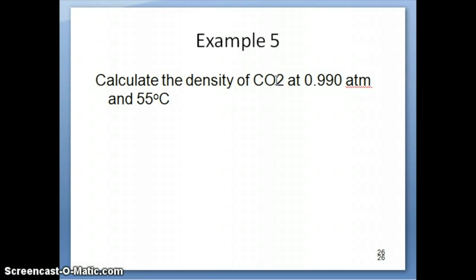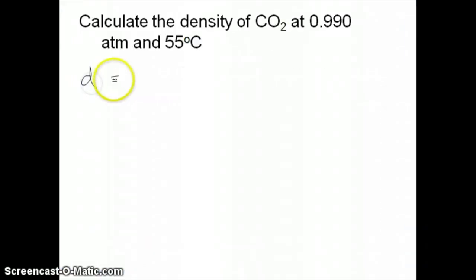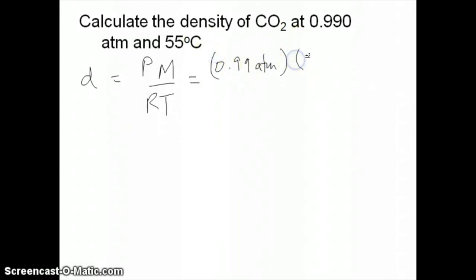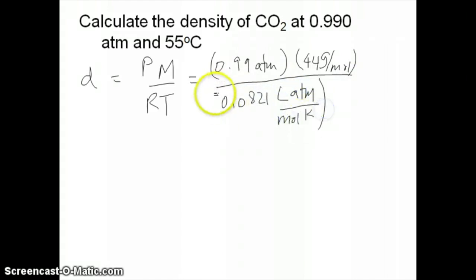dioxide at 0.99 atmosphere and 55 degrees Celsius. We use the expression for the density of a gas, which is just Pm over RT. It's just a matter of plugging the information you have into that equation. So you have 0.99 atmosphere, you have a molar mass, which in this case for CO2 would be 44 grams per mole. That I get from the periodic table. R is 0.0821 liter atmosphere over mole Kelvin. And lastly we have temperature, which in this case has to be expressed in Kelvin. So we have 55 plus 273 Kelvin.